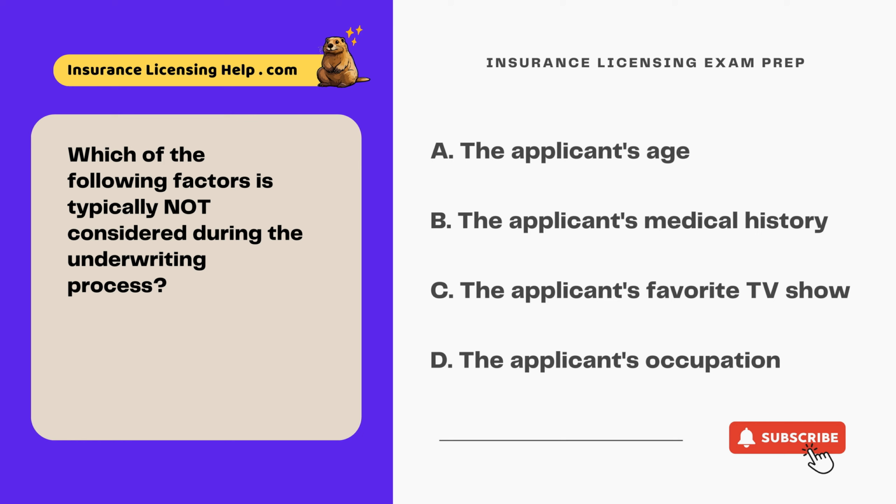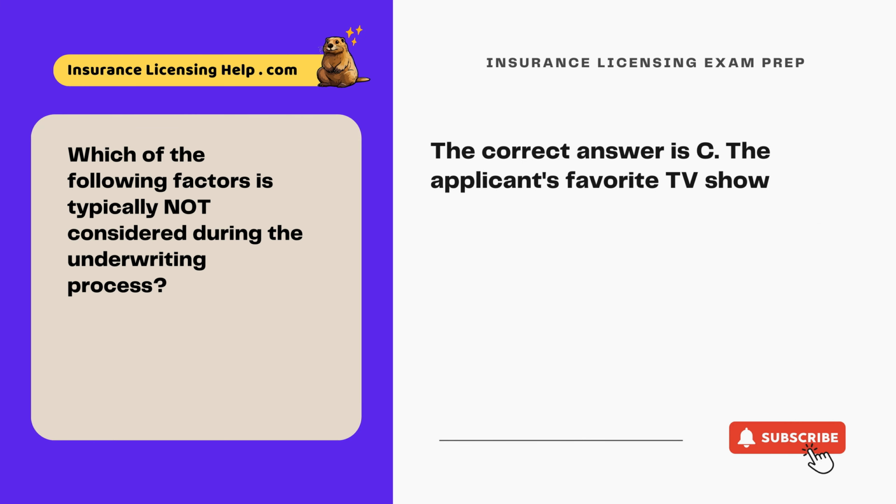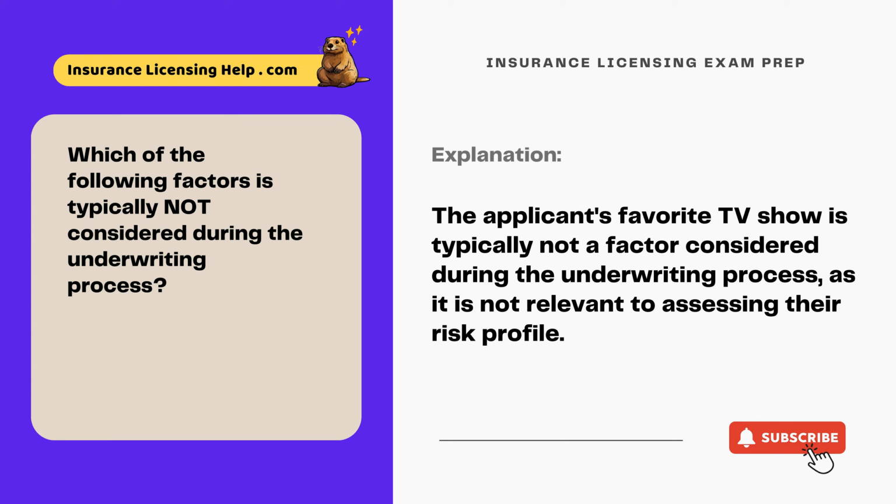Which of the following factors is typically not considered during the underwriting process? A. The applicant's age. B. The applicant's medical history. C. The applicant's favorite TV show. D. The applicant's occupation. The correct answer is C. The applicant's favorite TV show is typically not a factor considered during the underwriting process, as it is not relevant to assessing their risk profile.